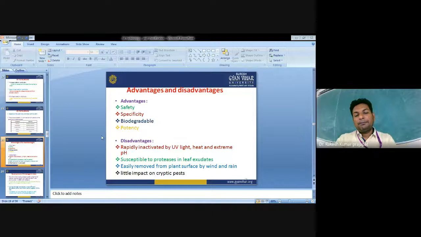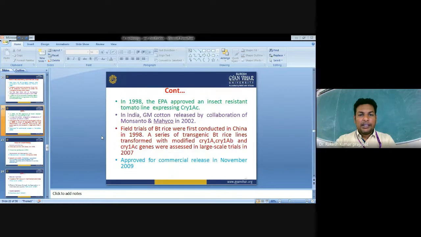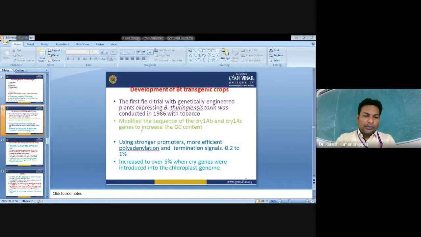by wind and rain. Little impact of the cryptic pest. Now next is development of BT transgenic crop. So what is the status of BT transgenic crops recently in India and the globe? So that we will discuss now. Before discussing this, let me tell you an interesting mechanism of BT toxicity: how this BT affects the growth and how it kills the different insects and pests.